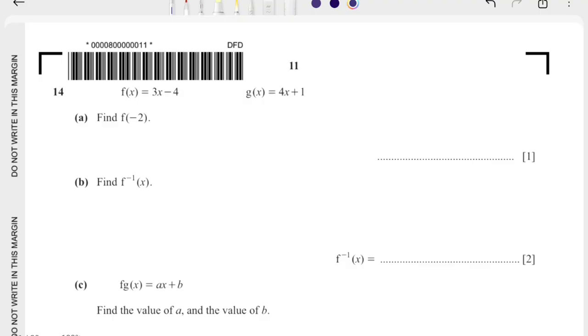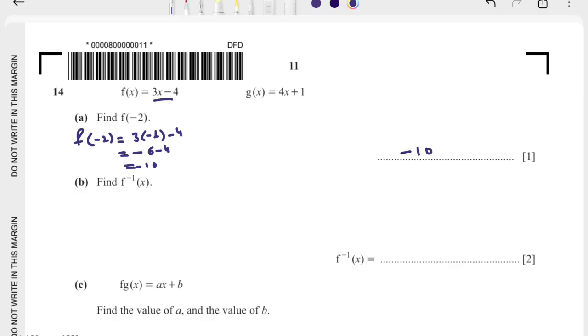f of x is equal to 3x minus 4 and g of x is equal to 4x plus 1. Find f of minus 2. So we'll substitute minus 2 in place of x. So f of minus 2 is equal to 3 times minus 2 minus 4. So 3 times minus 2 is minus 6, minus 4, and this would be equal to minus 10.